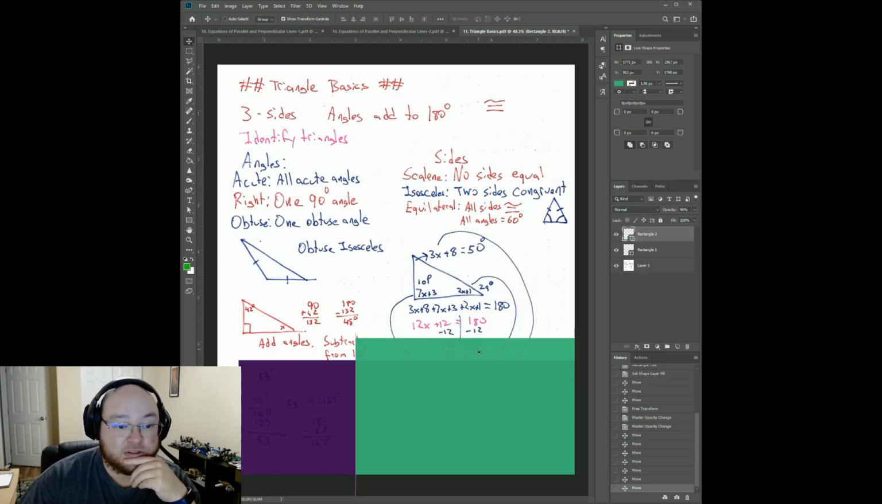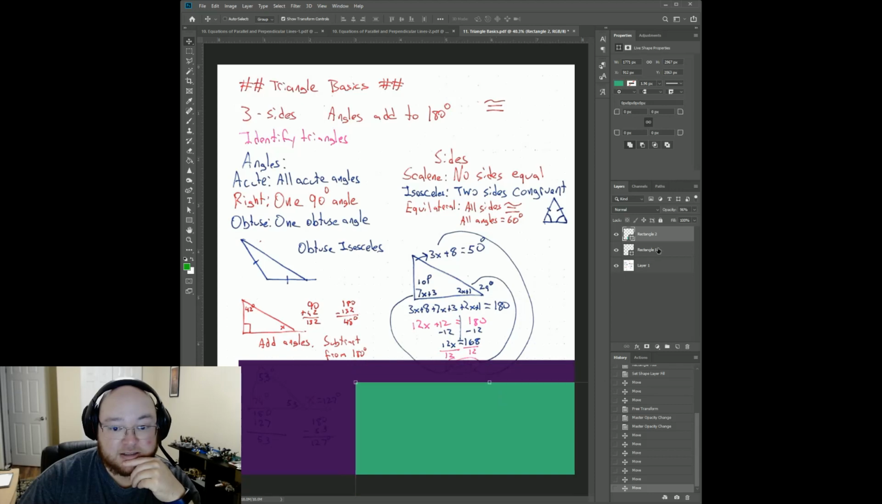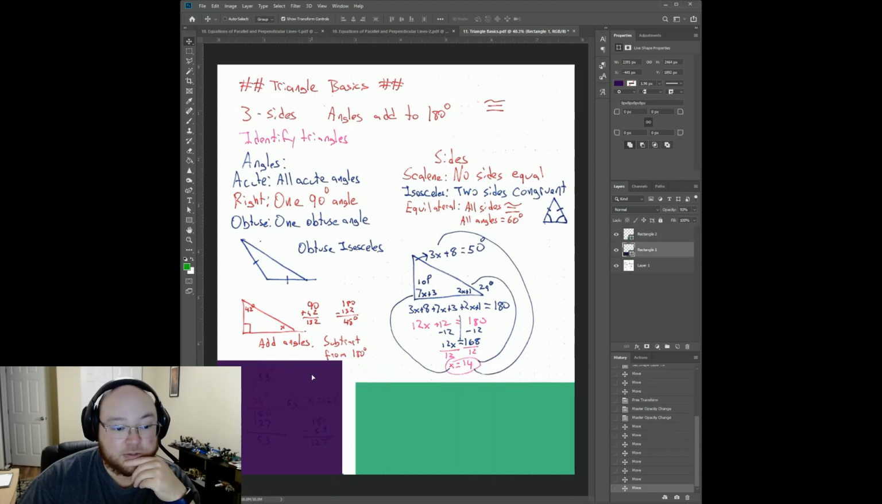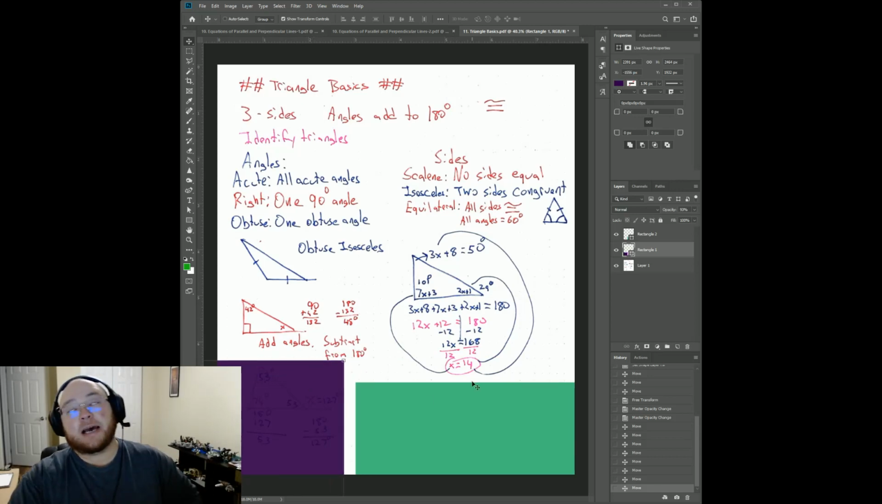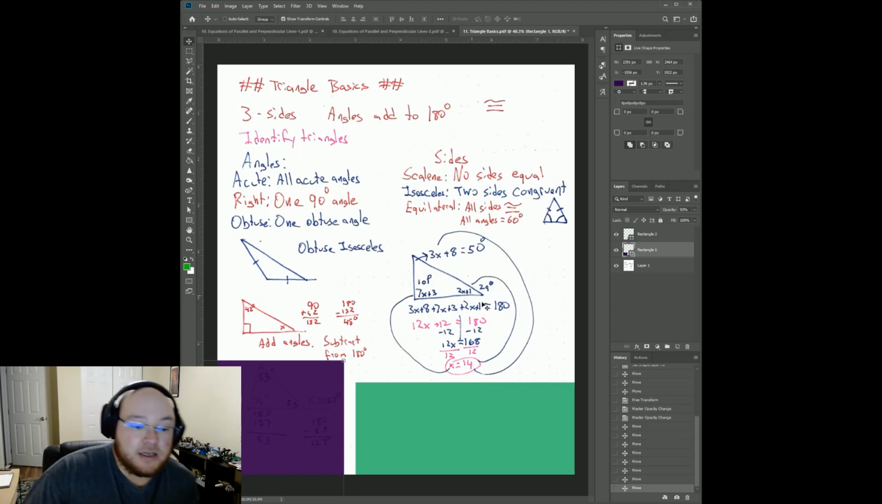We're going to solve. Minus 12 from both sides, you get 12x equals 168. Divide both sides by 12, and you get x equals 14. And then, like from that first chapter when we were doing angle stuff, you've got to plug those back in to find out what each of those angles are.